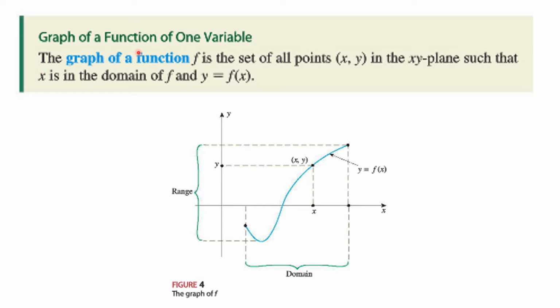The graph of a function of one variable, and the function is called f, is the set of all points xy in the xy plane such that x is in the domain of the function and y equals f of x. So here's the picture. You can see that the x values that you visit on the graph as you run along the graph are the domain, and the y values are the range.